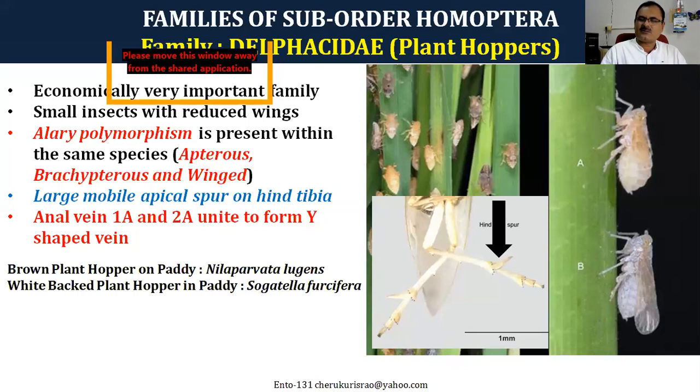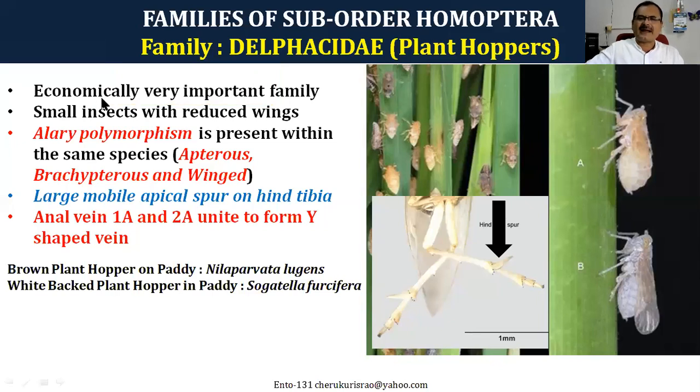And the most important, economically important and commonly seen plant hopper is the brown plant hopper of the paddy. So this is the brown plant hopper of the paddy, BPH. That's Nilaparvata lugens. And another very, very peculiar taxonomic character is that they have a large mobile apical spur on the hind tibia. You can see it here also in these pictures.